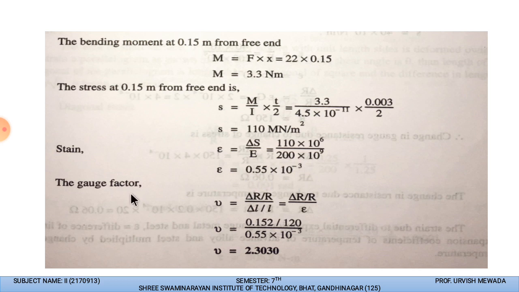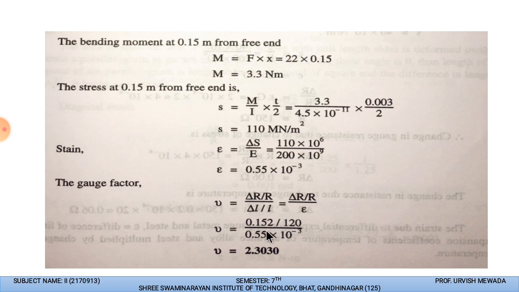Now the gauge factor equation: we have the change in the resistance to the original resistance divided by the change in length to the original length. So GF is equal to delta R by R divided by delta L by L. Delta L by L is epsilon, or we can say strain. So delta R by R divided by epsilon.